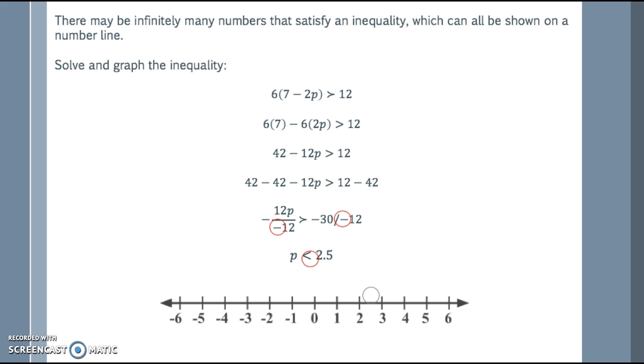On our number line, I can place 2.5 using an open circle because we have less than, and we want values that are less than 2.5, which means that our arrow needs to point to the left.